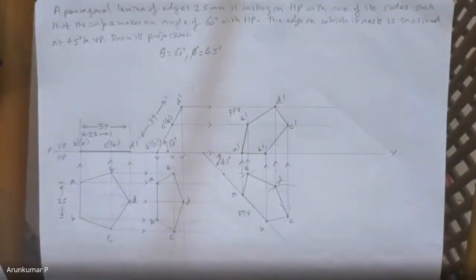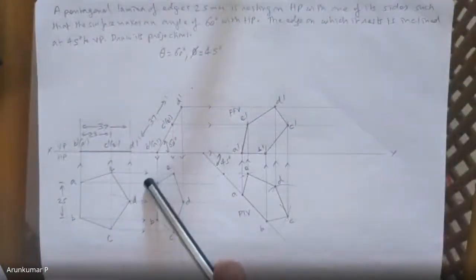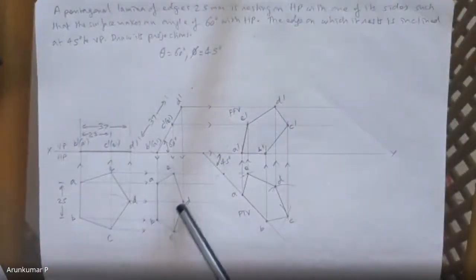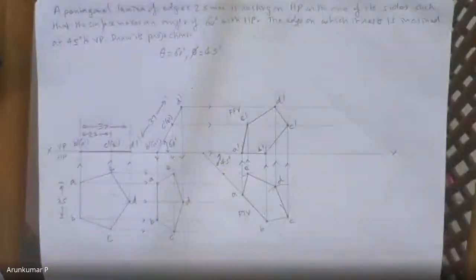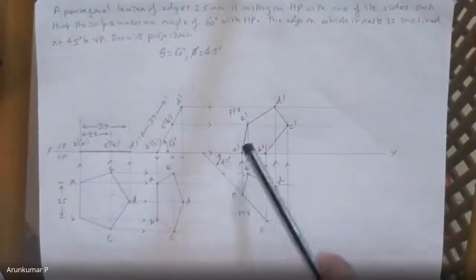But in the third step, instead of just simply giving this inclination to VP, the things may change. What may be given is, say, one of the edges is on HP and the opposite corner, that is the corner D, is on VP. This is a very common problem statement that is asked. So it is just like one edge on HP and the opposite corner on VP.